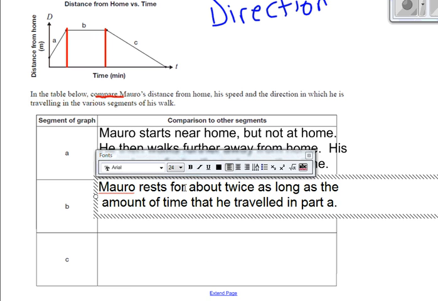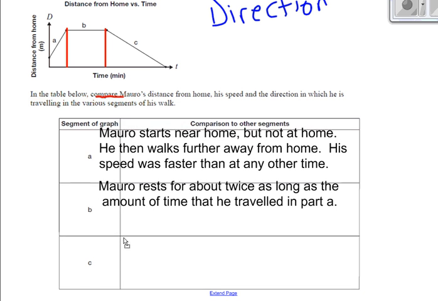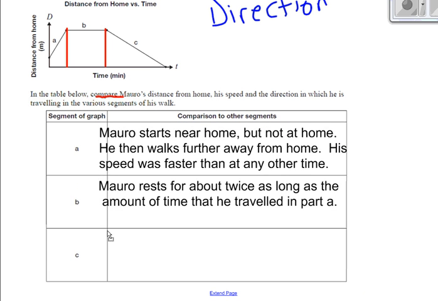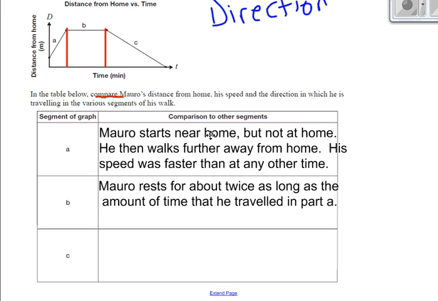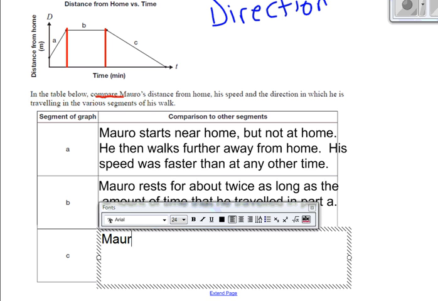So now let's look at part C. What direction is he going? We know that he's going home. We've talked about that already. So let's type that. In part C, Morrow walks home.